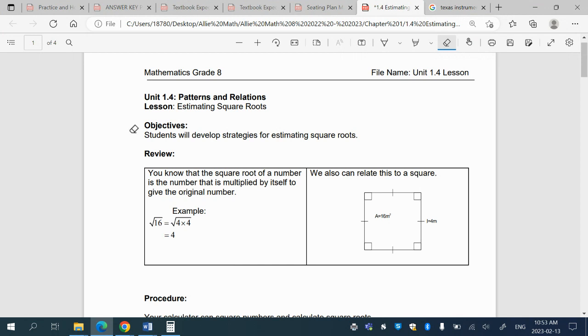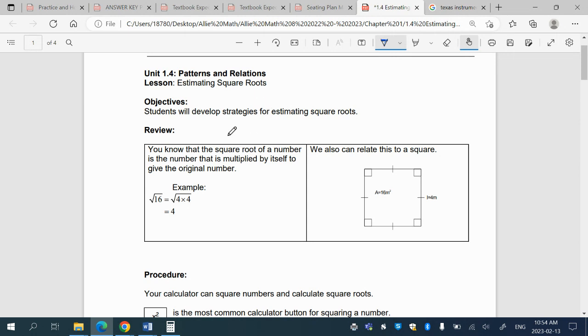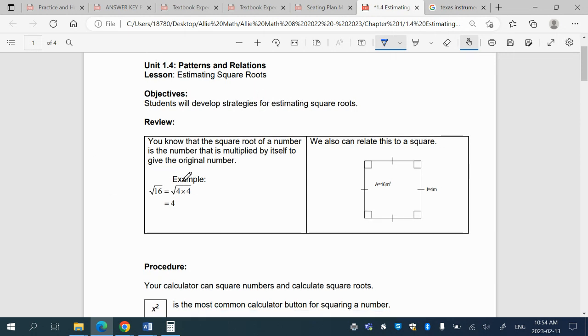Why not? All right, so this is 1.4, estimating square roots. We're gonna do a little bit of estimating, a little bit of calculator work, but basically you're gonna develop strategies for estimating square roots. A little bit of review.